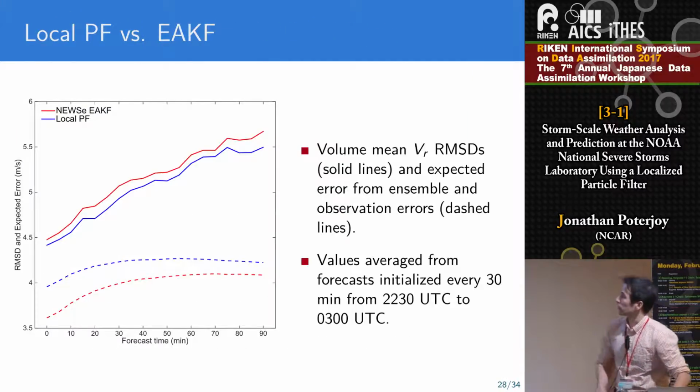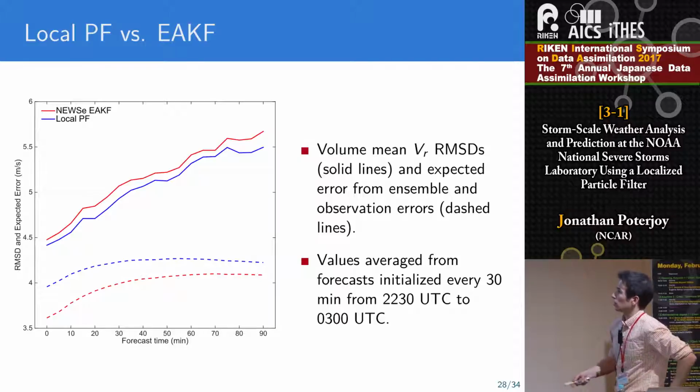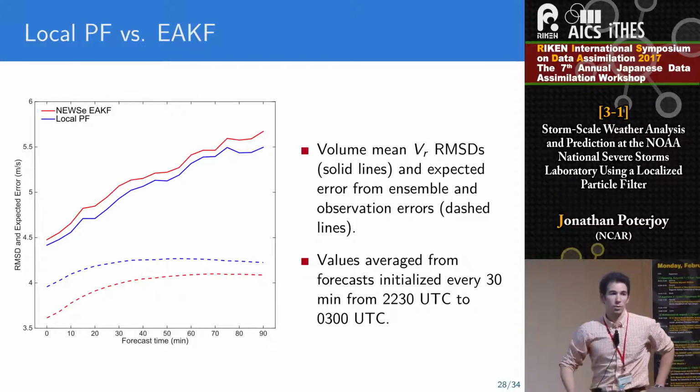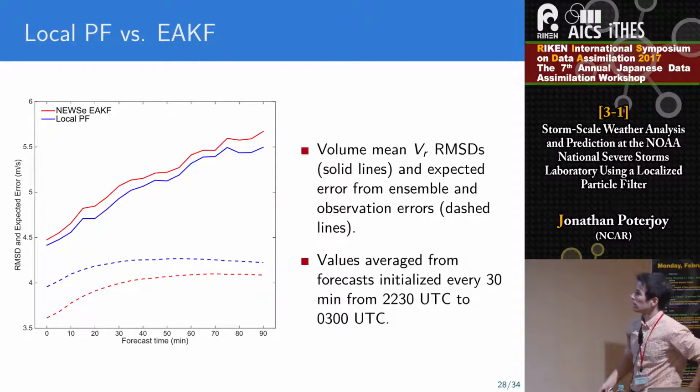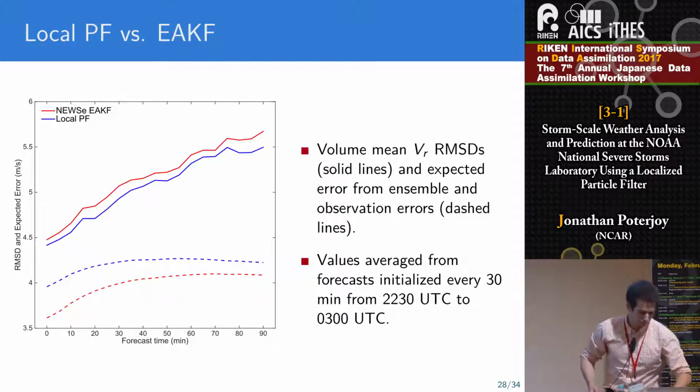If you take all those errors and average them over several ensemble forecasts and for several data assimilation cycles, you get something that looks like this. The red line is the real-time ensemble data assimilation system that's currently being run at NSSL. The blue line is the particle filter. And so we can actually get some improvement using this particle filter, even with 36 members. It's a pretty promising result.